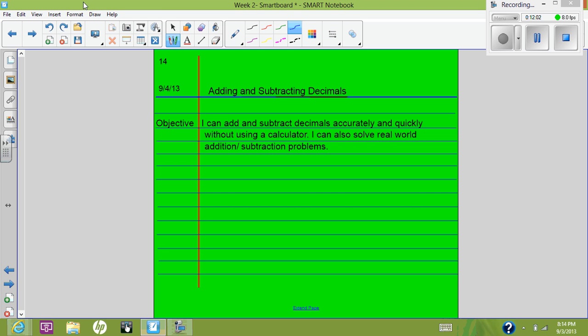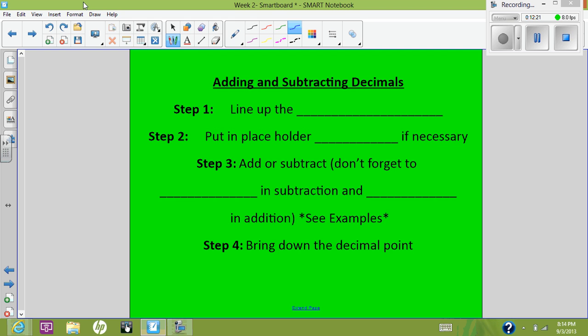Pause and write down that objective if you need to, and make sure by the time you're done with this video tonight, you can do this without a calculator. It's not going to do you any good to use the calculator on your phone because I'm not giving you one on the test. When you're ready, go ahead and hit play, and then we'll move on.